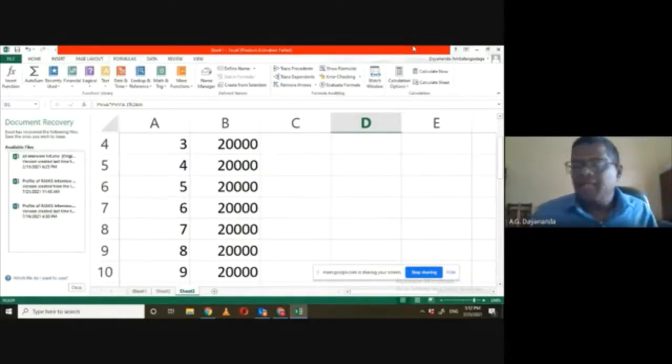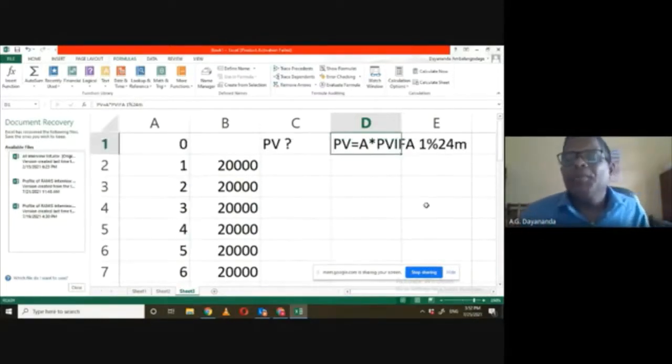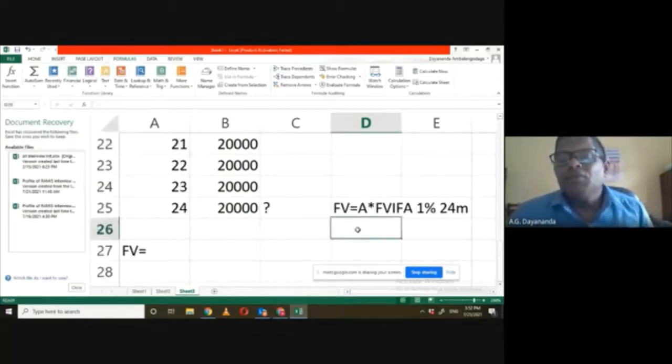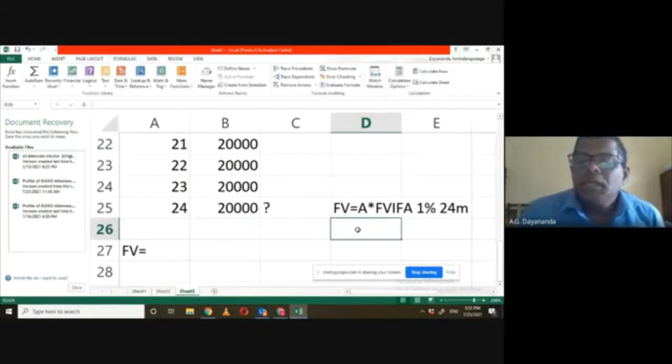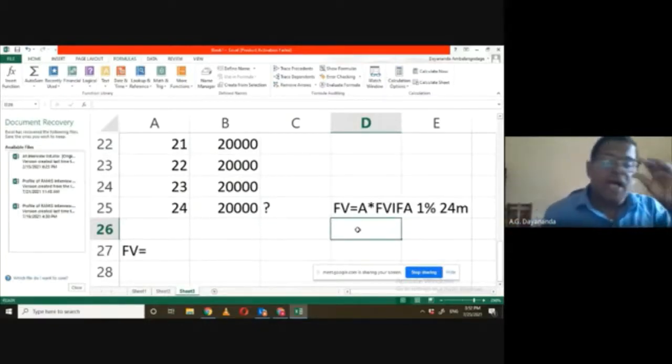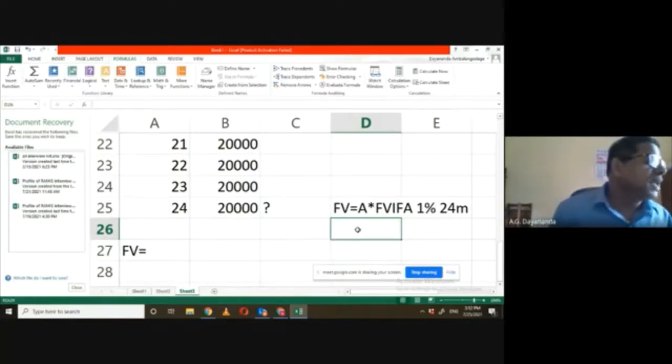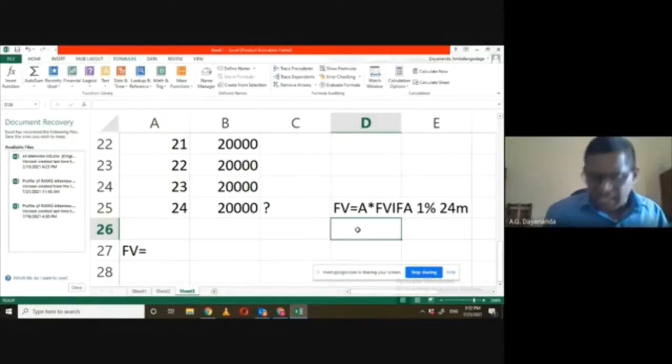Shall I write the formula? I can't remember those formulas, but I will write you the formula. I'm just writing the formula, not the annuity. Formula is this way, but I may have given it in a different way. I gave minus n last week, but you can refer to this table or this formula also. There is no problem.